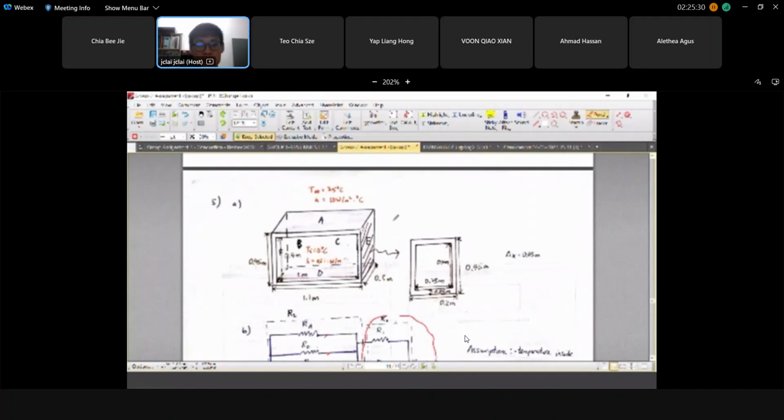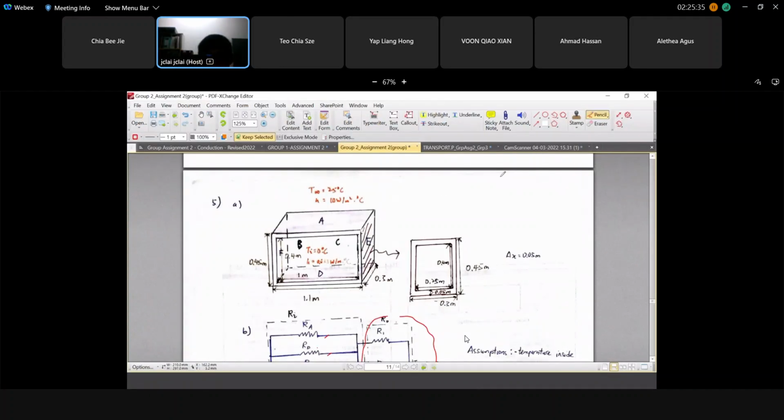Yeah, group 2. The drawing is quite nice. Okay, good job. Okay, you see this case.